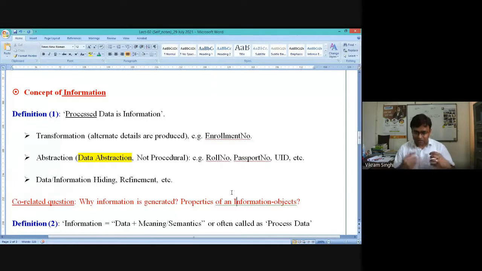Time and geographical limitation. You cannot use your Aadhaar ID to identify yourself in a different country. Your Aadhaar ID is applicable maybe for the entire life, but for a specific country. Similarly, your roll number is applicable for 4 years and only valid within the institute. So these are the basic examples. Whenever you process data to generate information, it will always have these two validations, temporal and geographical.